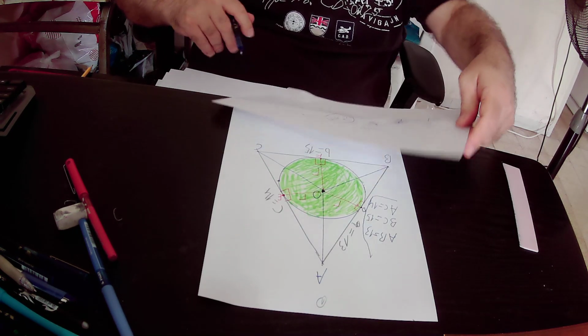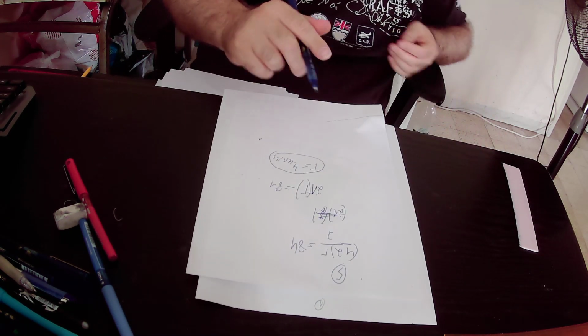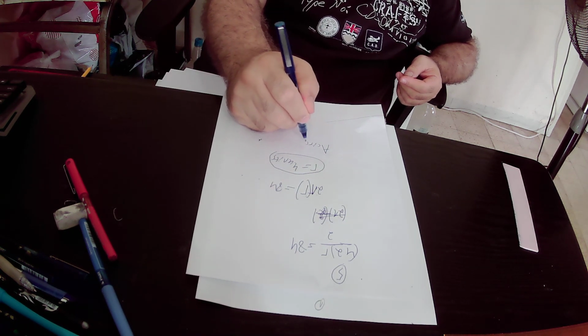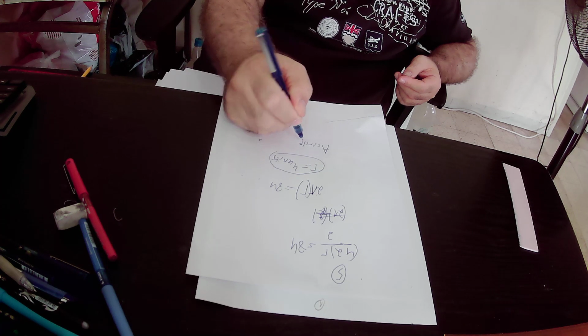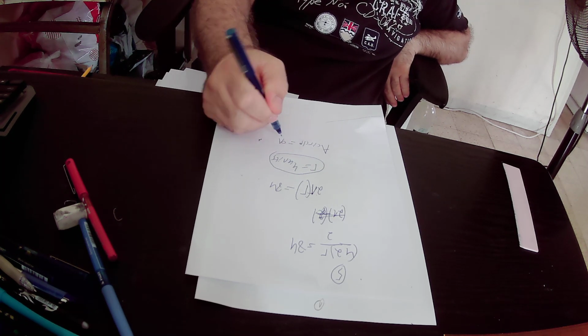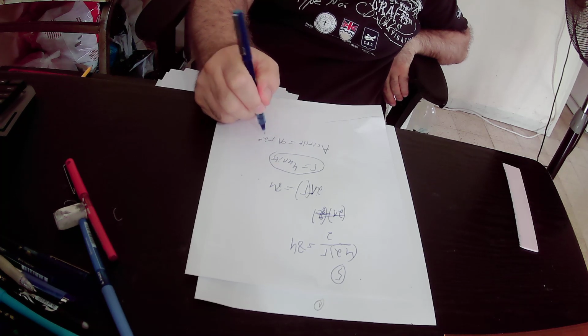Okay, but we know that the area of any circle equals pi times the radius squared.